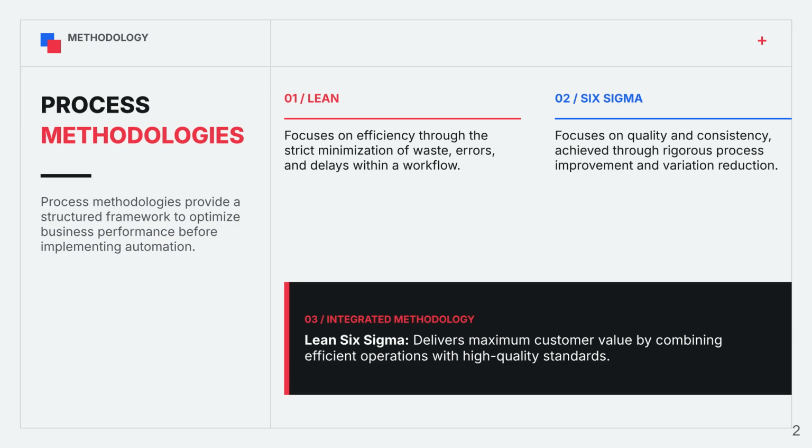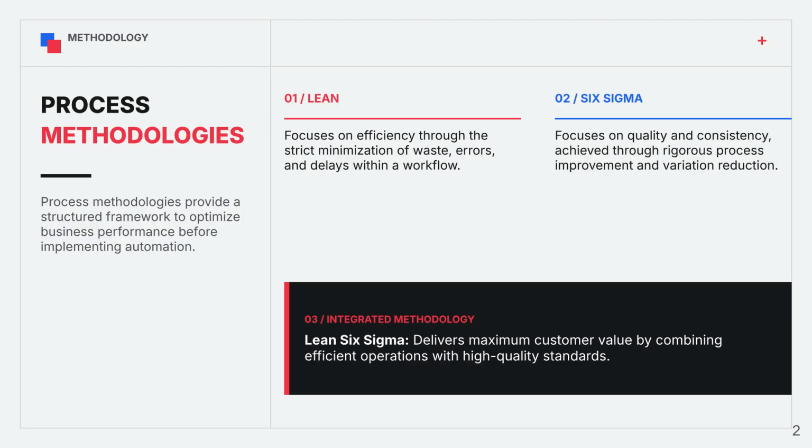The second methodology is Six Sigma. Unlike Lean, Six Sigma emphasizes quality and consistency. It uses data and statistical analysis to identify the root causes of errors, reduce process variation, and ensure that outputs are reliable and predictable. This is especially important for business processes where accuracy is critical.